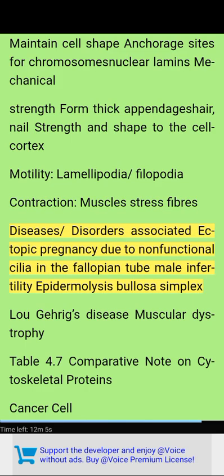Diseases and disorders associated: ectopic pregnancy due to non-functional cilia in the fallopian tube, male infertility, epidermolysis bullosa simplex, Lou Gehrig's disease, muscular dystrophy. Table 4.7: Comparative note on cytoskeletal proteins.